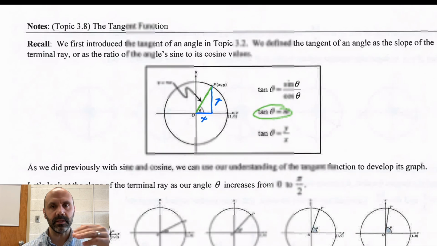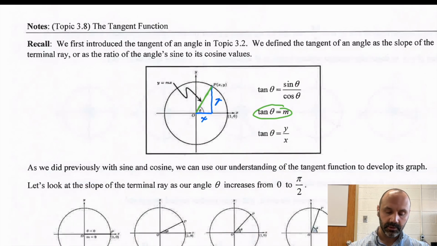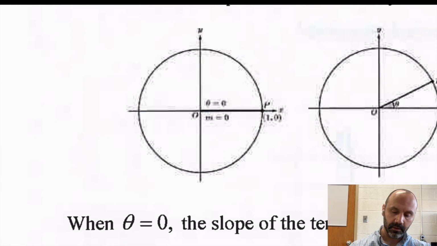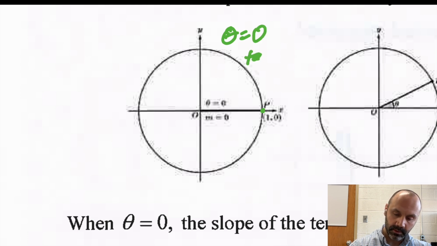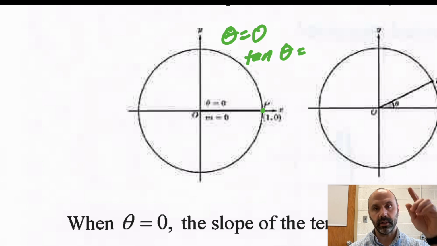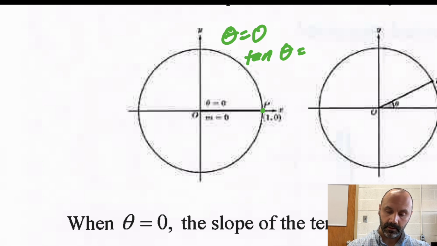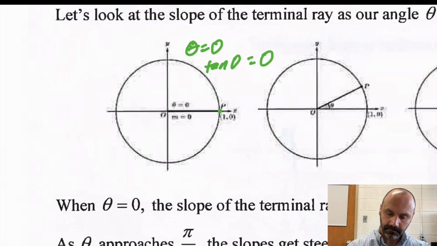And so let's begin, and we're going to look at quadrant by quadrant. So in the first quadrant, what would tangent be when theta equals 0? So when theta equals 0, tangent of theta is going to be the rise over run, but the rise is 0, right? What's the slope of this line? It's 0. So the tangent of 0 is 0. Got it.